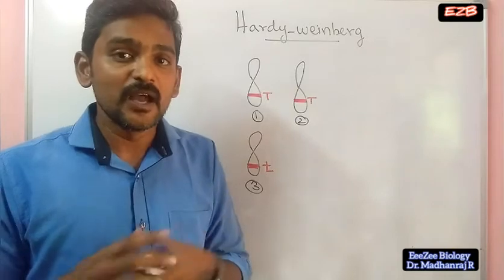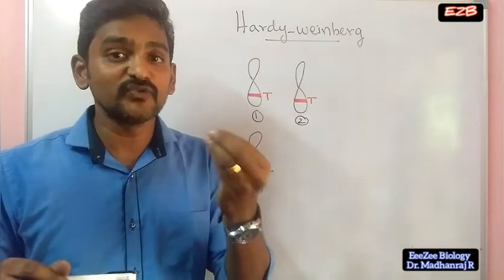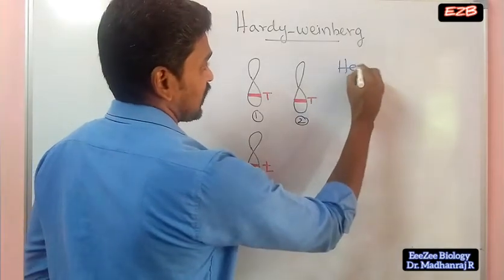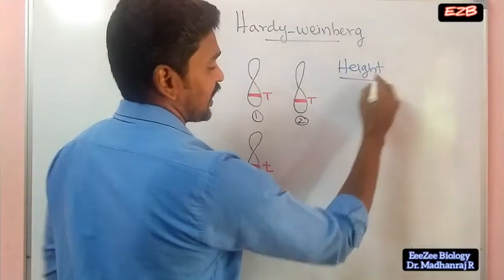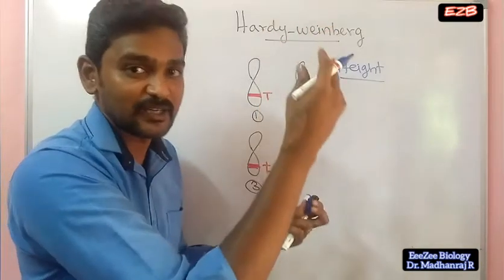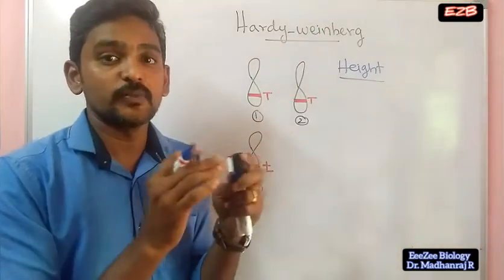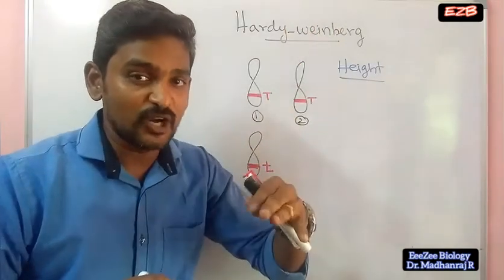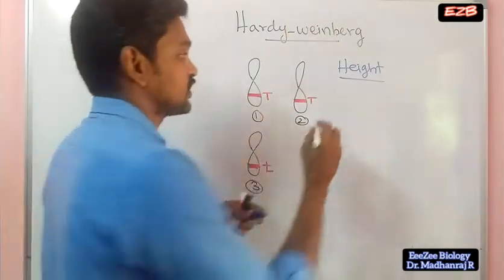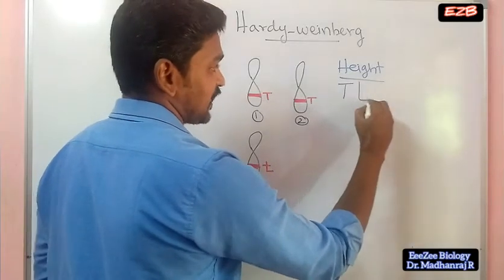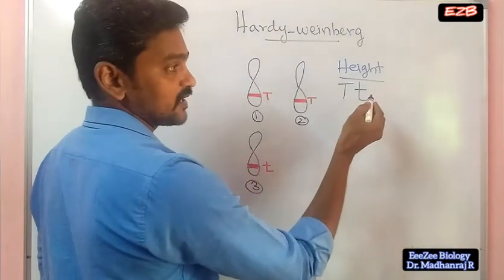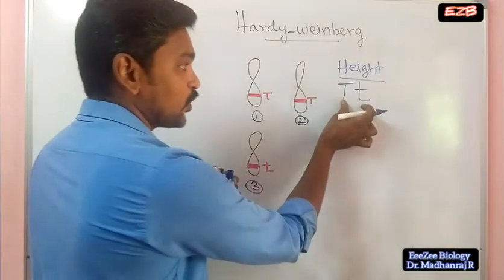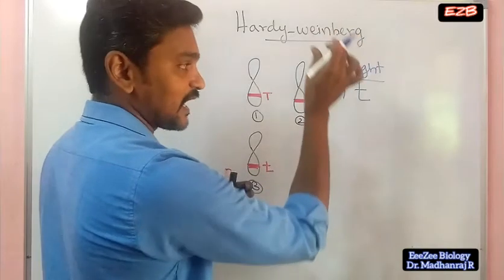What do you mean by allele? An allele is an alternative form of a gene. Suppose you take height. Height is a single character, right? For a single character you will have alternative forms. One may be very tall, one may be very short. So two alternative forms are there, which you can denote as capital T and small t. These alternative forms are called alleles, but both are for height, the single character.